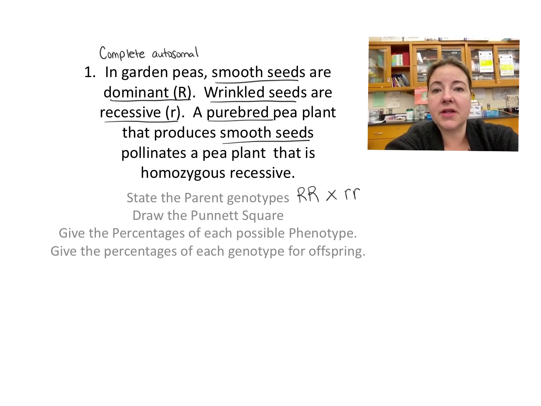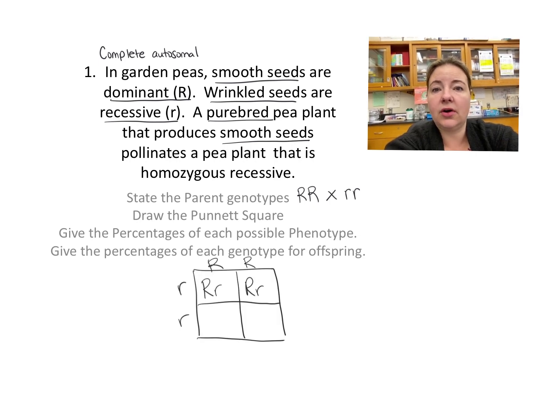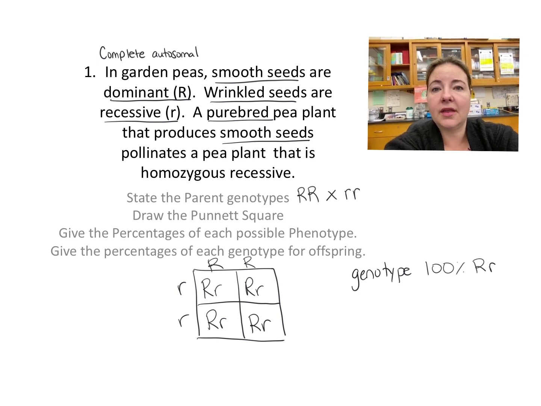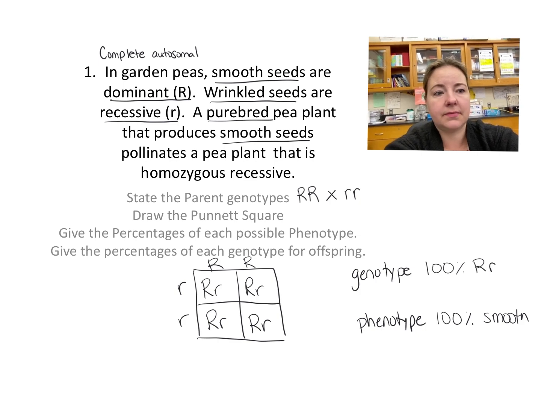Then we can draw the Punnett square. And when we draw the Punnett square, we can see that all of the genotypes of the offspring would be the same. There would be a 100% heterozygous genotype for their offspring, which also means that 100% of their offspring would have smooth seeds.